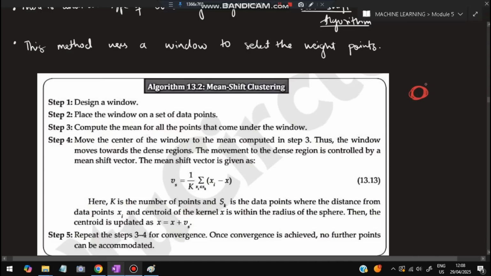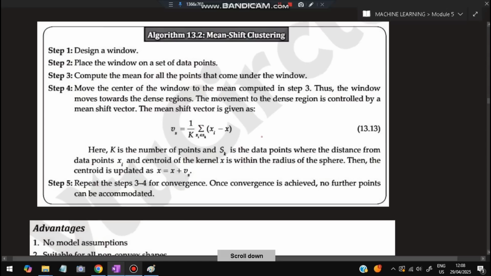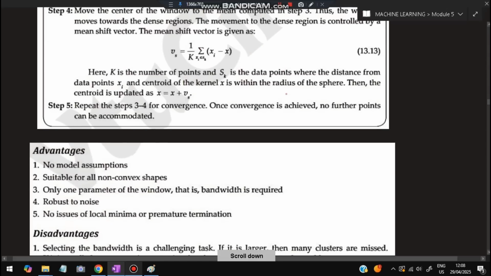Okay, if the window has some other value other than the average value, and another cluster has a similar average value, we'll be combining these two clusters. Okay, so like that we'll keep on doing. So that is the mean shift clustering algorithm.